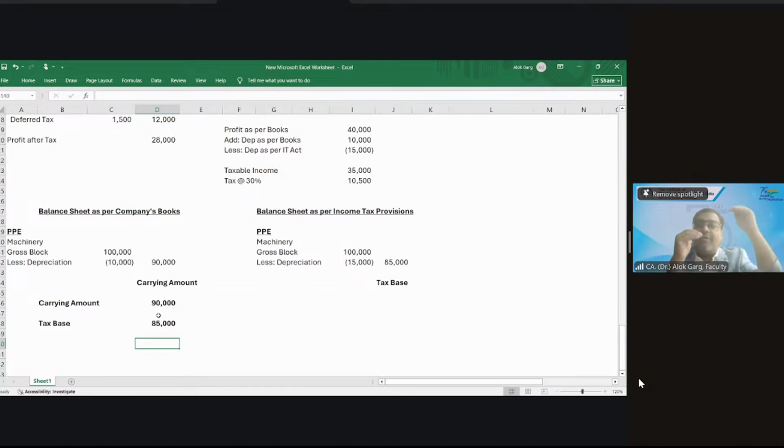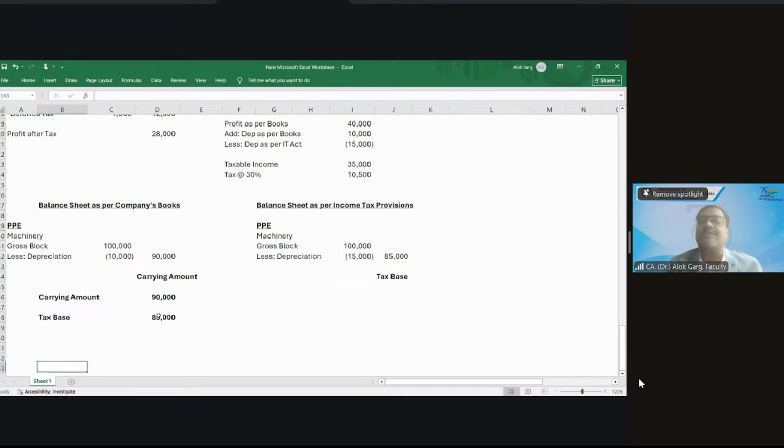So for doing an adjustment in accounting books, if I have to align my asset in accounting with the asset in tax, what should I do? I have to reduce my asset. If I have to reduce my asset, what should I do? Credit. A negative asset means what? Liability. If I have to reduce my asset, it means I have to create a liability. So in this transaction, there will always be a deferred tax liability.